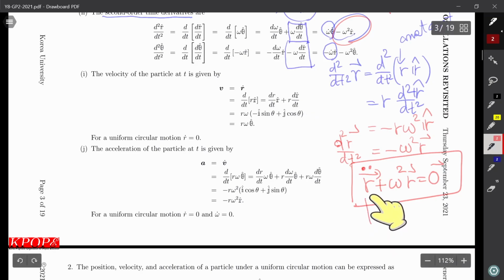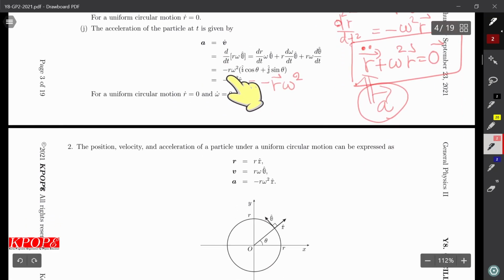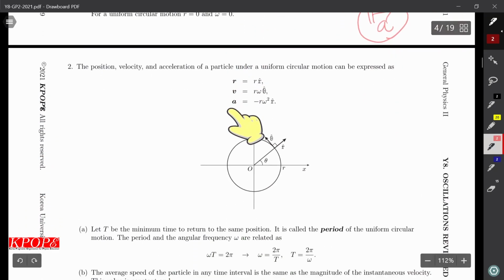This is the equation of motion for the uniform circular motion. Now, double time derivative of displacement, this is acceleration, okay? And this is minus r vector omega squared. Number 2, the position, velocity, acceleration of a particle under uniform circular motion. In summary, position, velocity, and acceleration obtained like that.